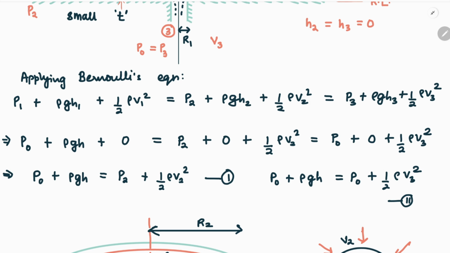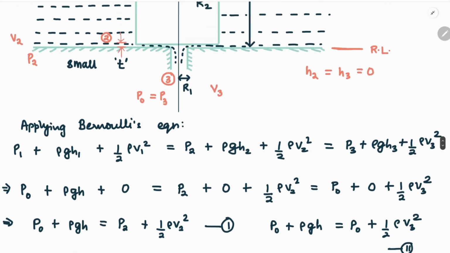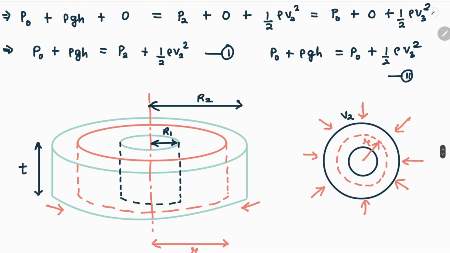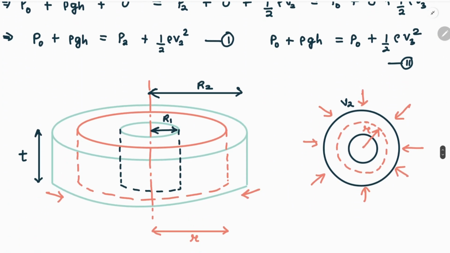We are marking it as 2. Now what we need to understand is the opening where the liquid is pouring from region 2 to the small orifice 3. So we are considering it using this diagram.